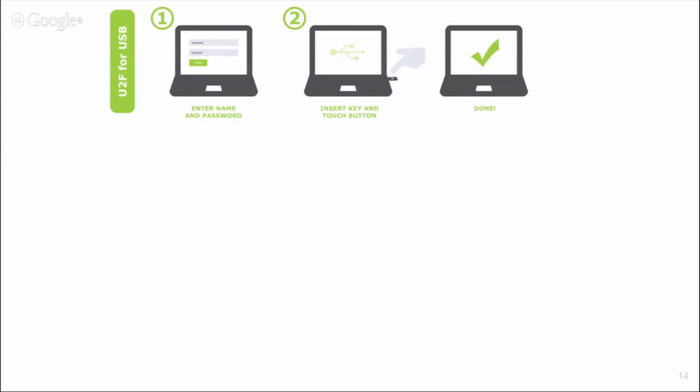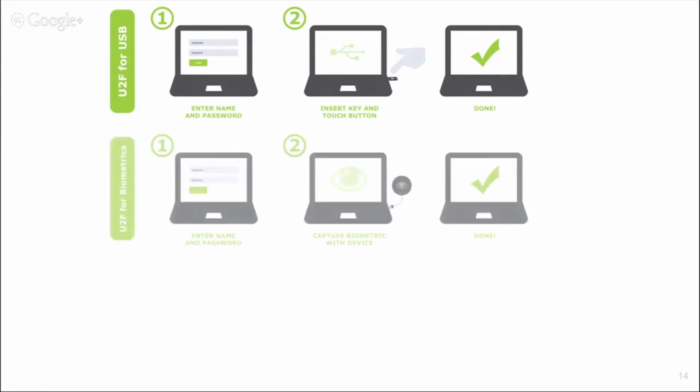It says enter name and password, then insert key and touch button, done. USB, touch the button. That's the basic use case. But it can also be done, since it's called universal second factor, that's what U2F stands for, you can also identify yourself to the device by some kind of biometrics. Pick and choose whichever biometrics you want.